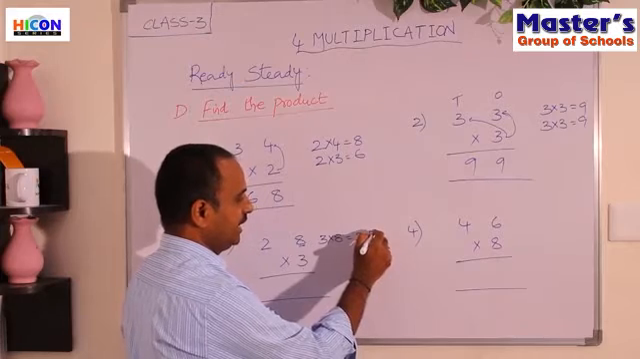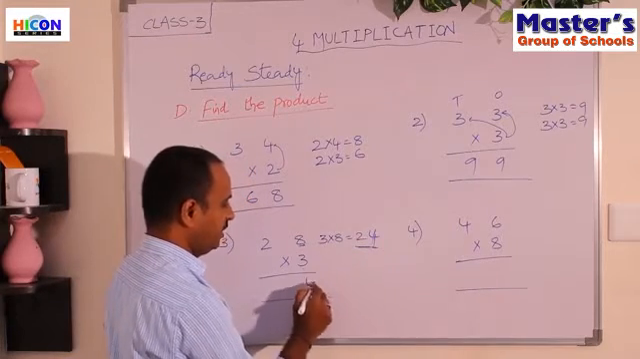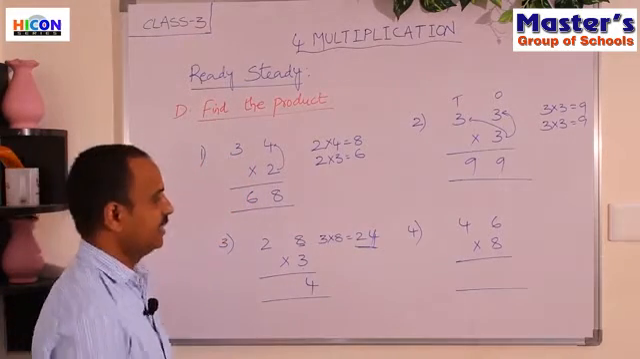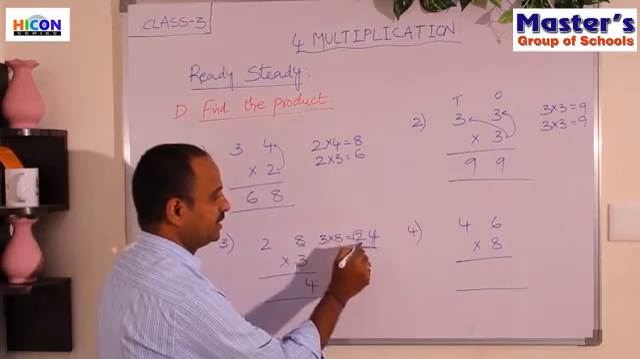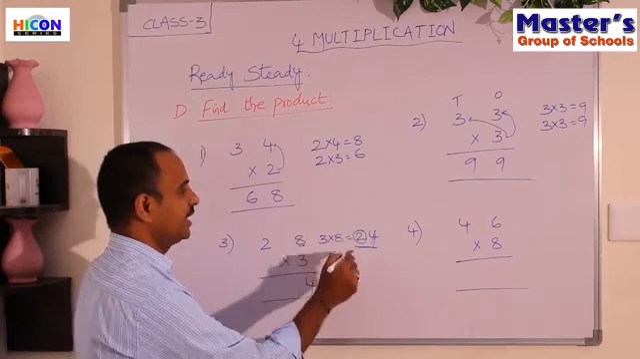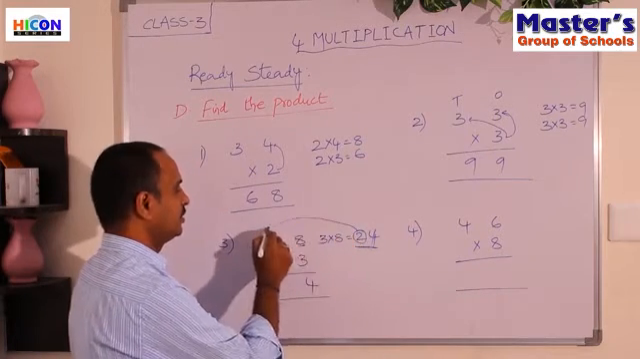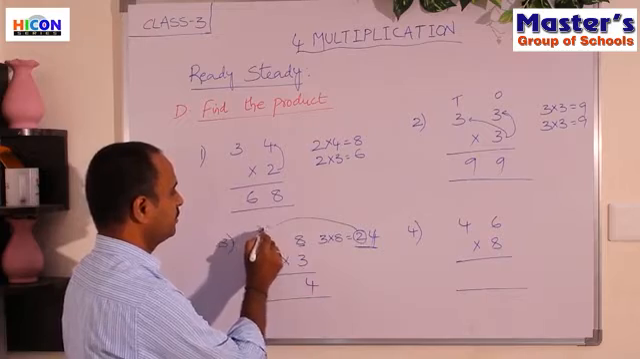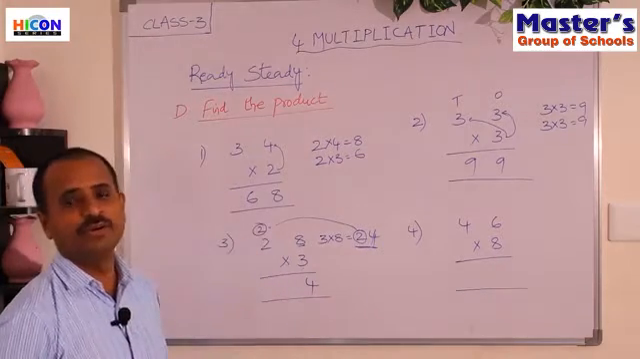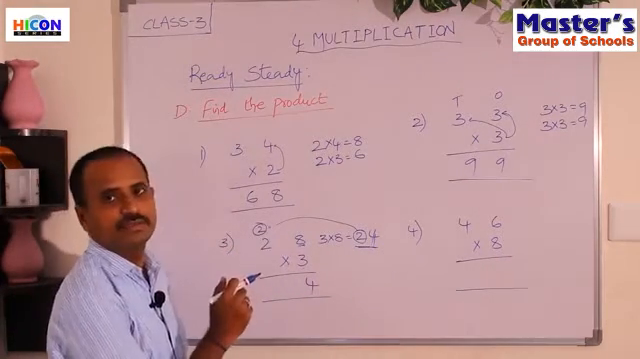So write the first digit, 4, under ones place. And carry the next digit. This is the tens place. And carry the next digit to the next place. That is 2. So write 2 in the tens place.